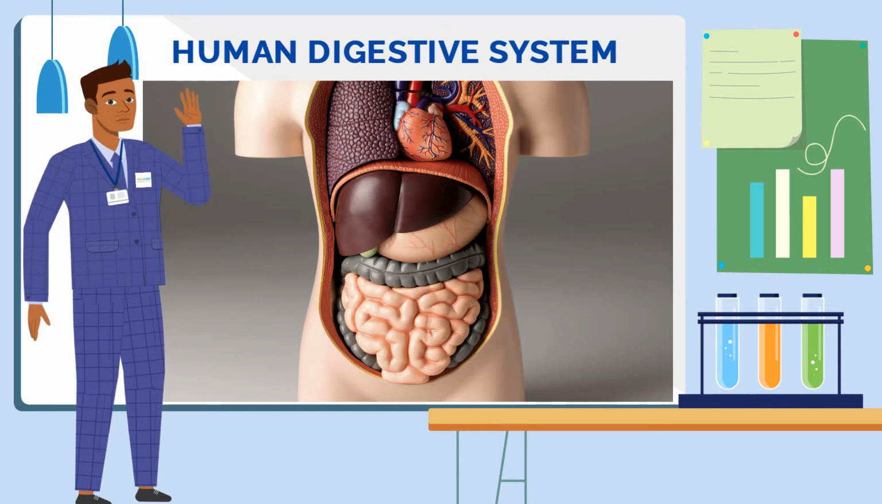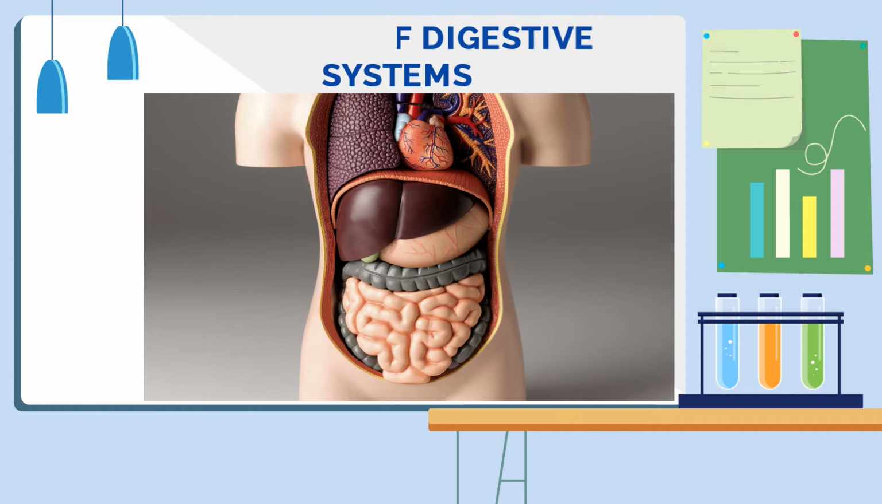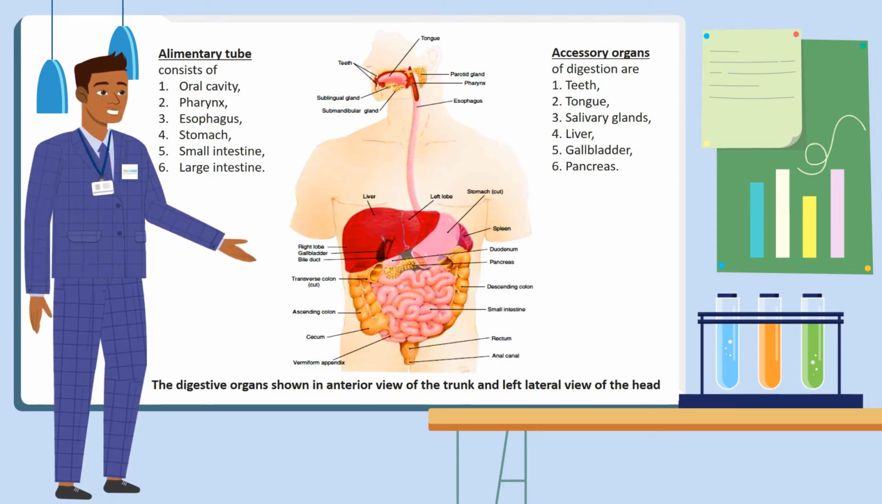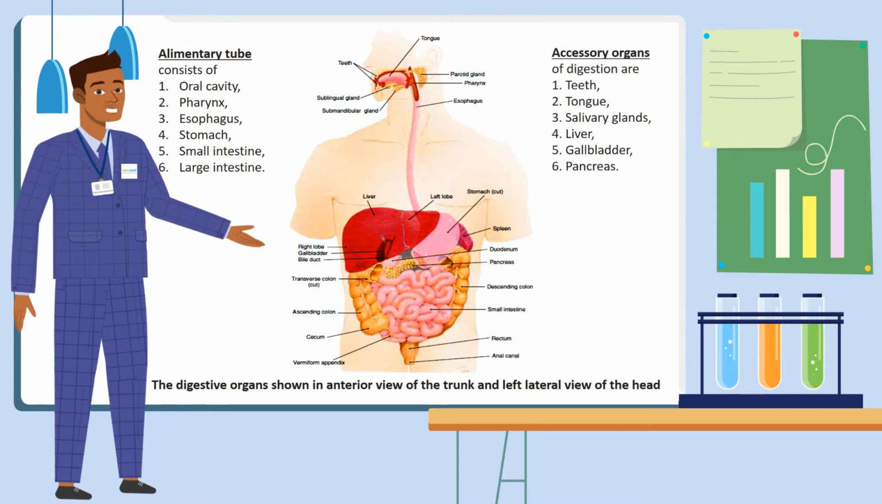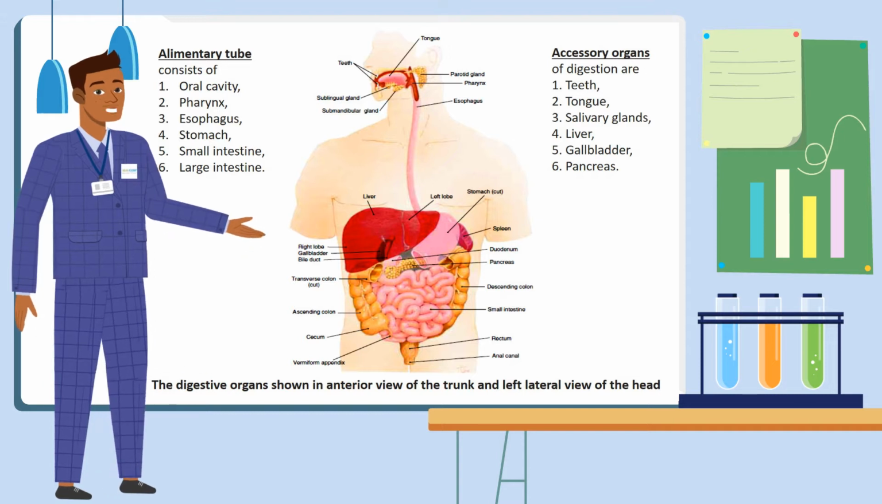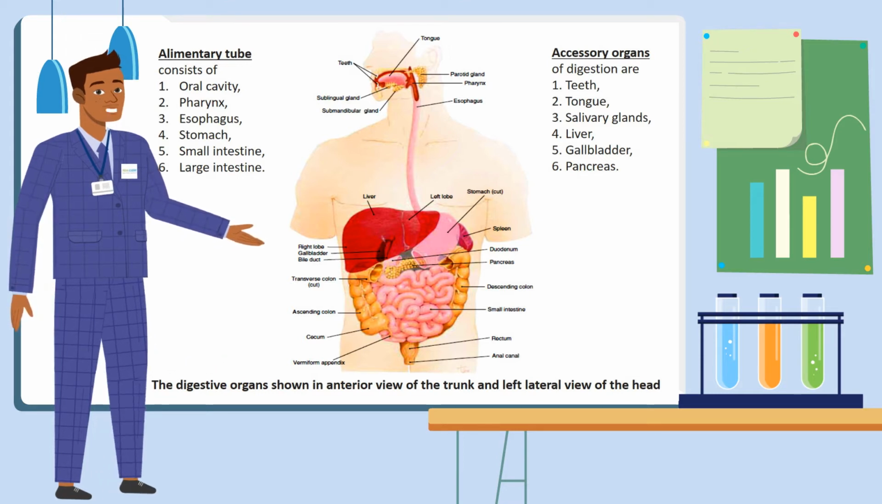In my class you are all going to learn about the human digestion process. Everyone first understand about divisions of the digestive system. There are two divisions of the digestive system. One is the alimentary tube and the other is accessory organs. The alimentary tube extends from the mouth to the anus. It consists of the oral cavity, pharynx, esophagus, stomach, small intestine, and large intestine.